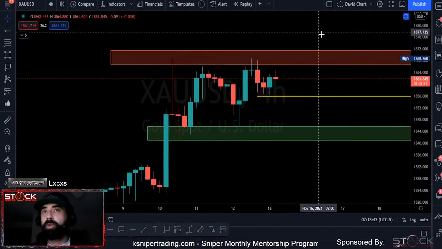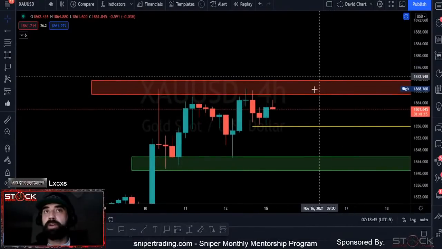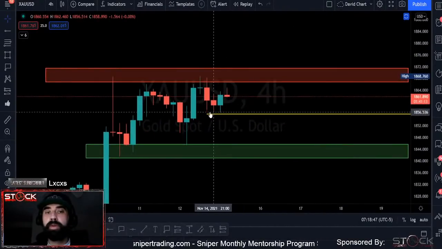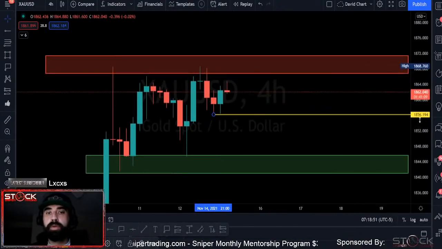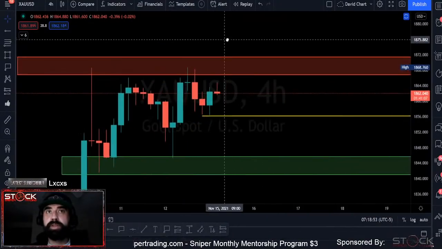Guys, what are your spreads on gold like right now? Okay, what are your spreads like on gold? Okay, we got some couple pips.